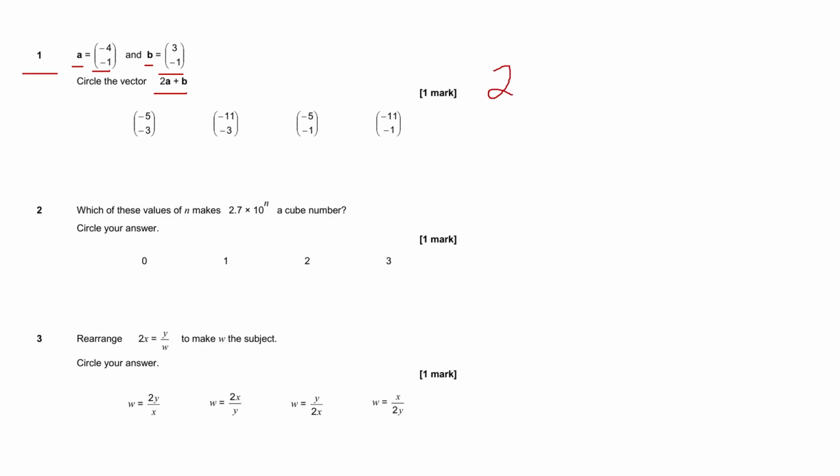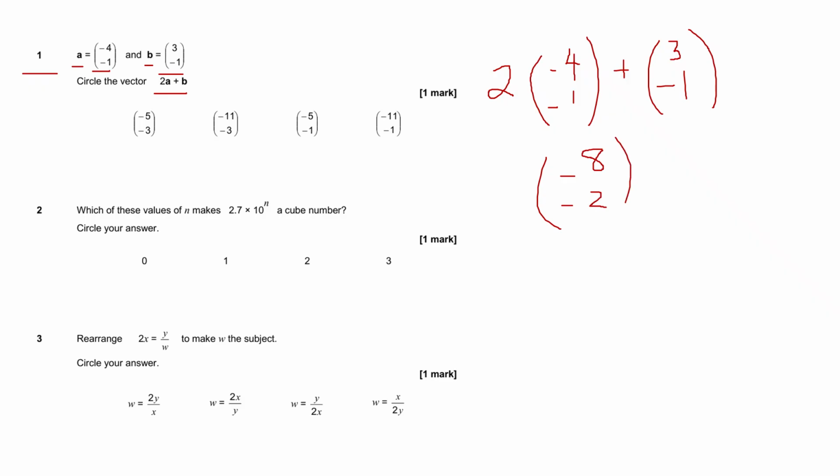So we're going to have two lots of (-4, -1), and I'm going to add vector B, which is (3, -1). Now when I have a scalar, so I've got a 2 times this, all I do is just multiply 2 by the vector, but keep my sign consistent. So 2 times -4 makes -8. 2 times -1 makes -2. Then I'm going to add (3, -1).